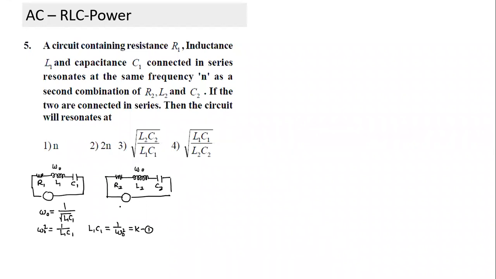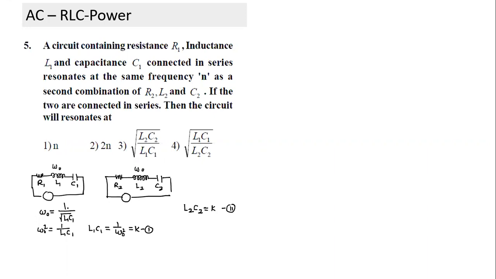You got it? Okay. I'm just using the information given in the question. The second one also resonates at the same frequency. It means for the second one also, if I take L2 C2, in a similar way I can arrive at the relationship: L1 C1 is equal to L2 C2 equal to some constant, which is 1 by omega naught square. That's why they will have the same frequency, and it's a very simple conclusion to come to. What happens if the two are connected in series?